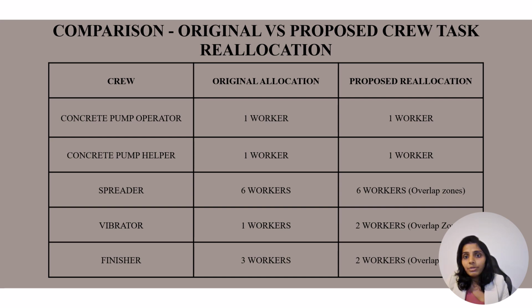In the video that we observed, the site has one concrete pump operator, one concrete pump helper, 6 spreaders, one vibrator and one finisher. Now for the proposal, we are keeping the concrete pump operator, concrete pump helper and the spreader crew the same as before, but we are shifting one finisher from a finisher task to a vibrator task.